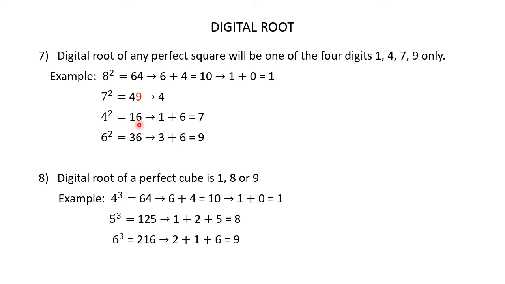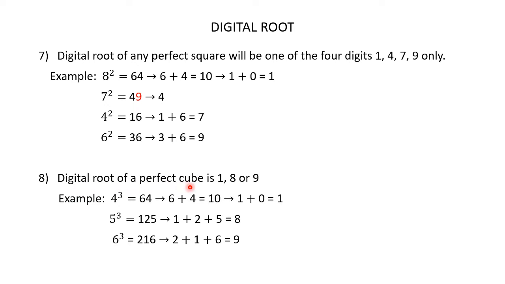4 squared is equal to 16 and 1 plus 6 is 7. So the digital root of 4 squared is 7. 6 squared is equal to 36 and 3 plus 6 is 9. So the digital root of a perfect square will be either 1, 4, 7 or 9.